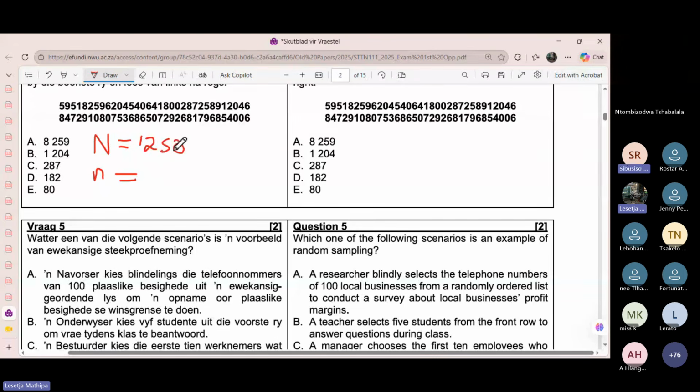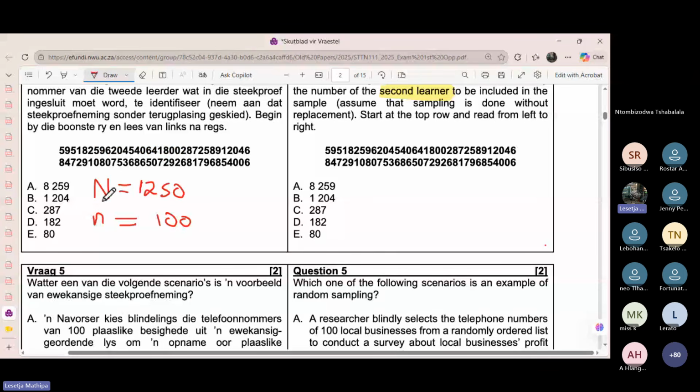Can you all see that our population will be 1,250? Then the small letter n will be equal to 100, because that is our sample. I hope you can all see that. I see someone saying I can't join. Can you all see that? Yes, sir. Okay, great.